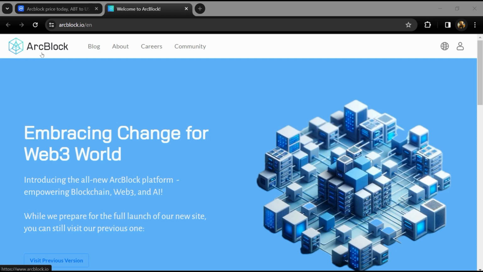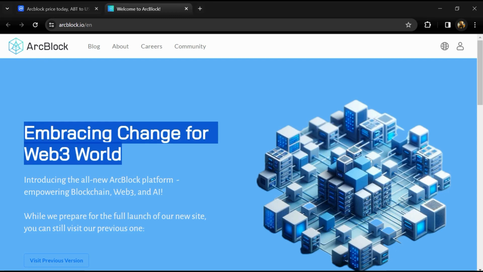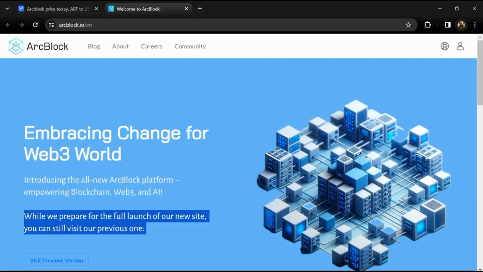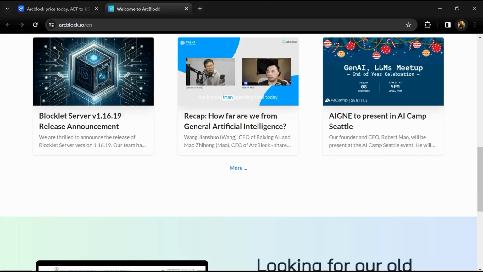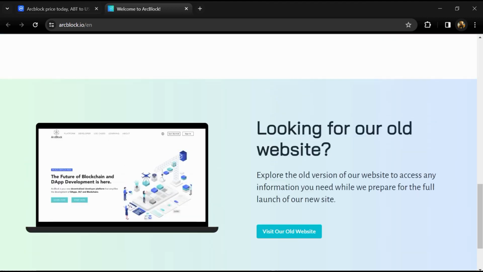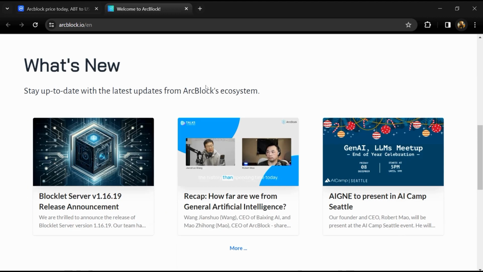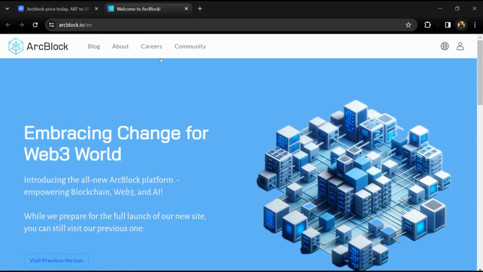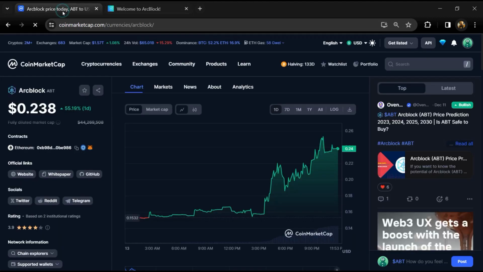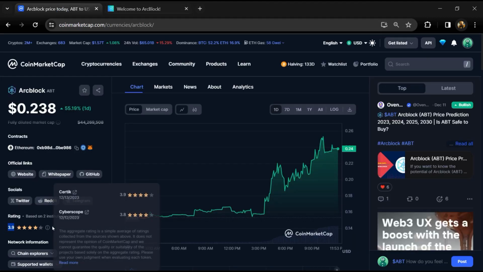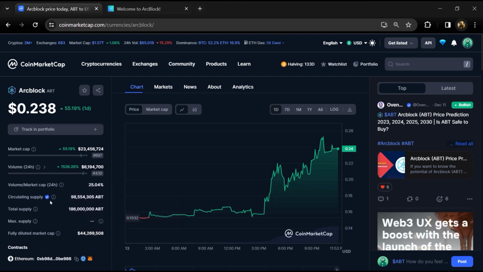Arcblock is a platform for building and deploying decentralized blockchain applications. It bills itself as a complete blockchain 3.0 products platform to build, deploy and manage apps easily. The ABT ERC20 token functions as payment in the Arcblock ecosystem. Arcblock project institution rating is 3.9. Arcblock token total supply is around 186 million and circulating supply is around 98 million ABT tokens.